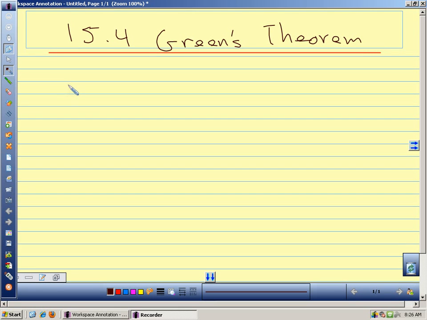Let's talk about Green's theorem. So Green's theorem, on Monday we talked about the fundamental theorem of line integrals, and we found that for a conservative vector field, the line integral along that vector field was just the potential function evaluated at the endpoints, the difference in the potential functions evaluated at the endpoints.